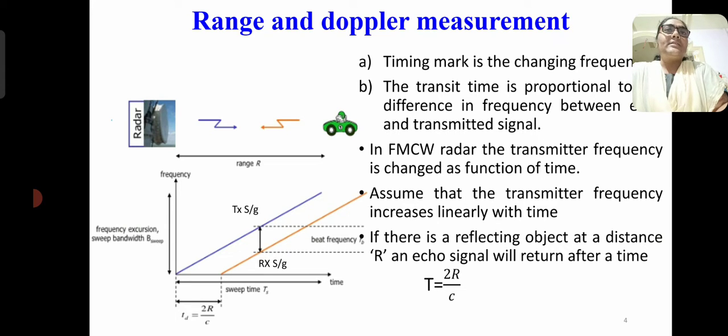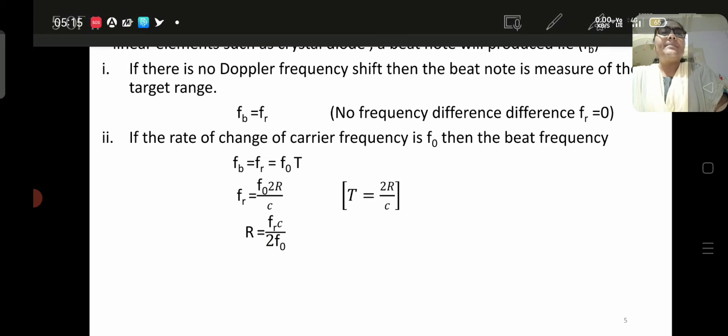In FM radar, the transmitting frequency is changed as a function of time. Assume that the transmitting frequency increases linearly with time. If there is a reflecting object at a distance R, an echo signal will return after a time T equal to 2R by c. In general, the time is 2R by c.